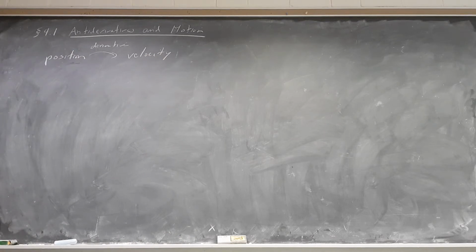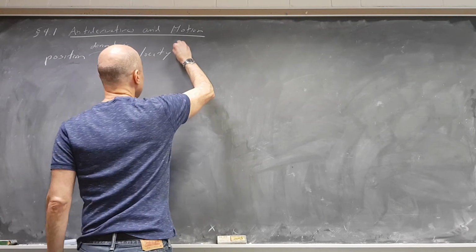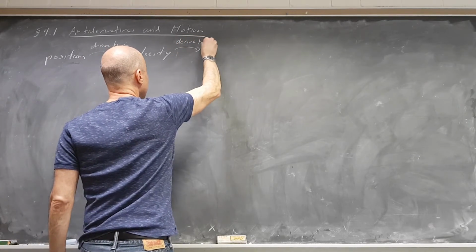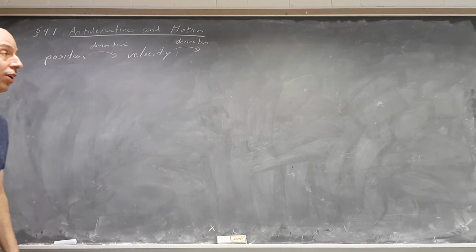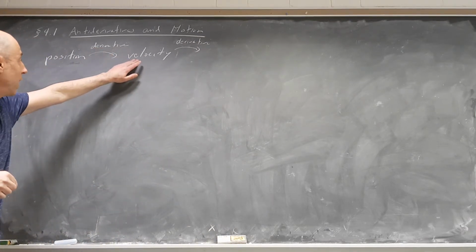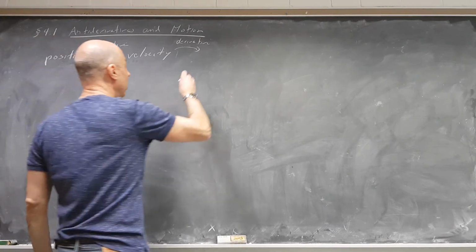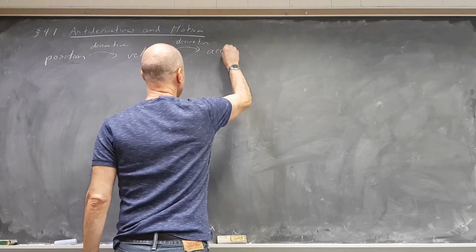And if we take the derivative with respect to time again, we have the rate of change of velocity, the derivative of velocity, which is the second derivative of position, and the rate of change of velocity we call acceleration.